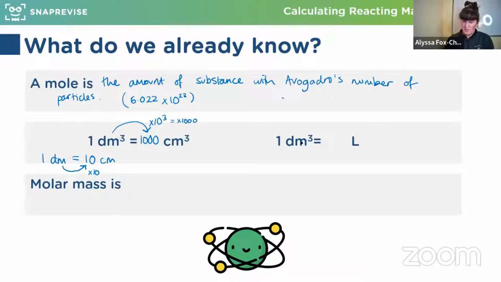Okay. What about decimeters to litres? How on earth do we convert from decimeters to litres? How many litres are there in 1 decimeter cubed? Sorry, I should be specific: how many litres are there in 1 decimeter cubed?